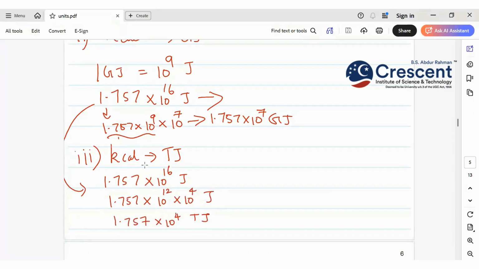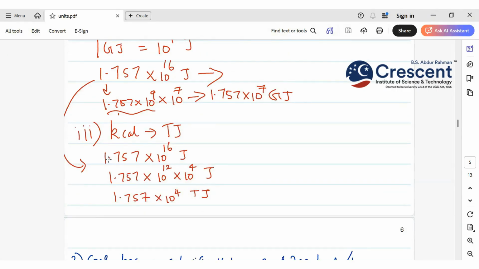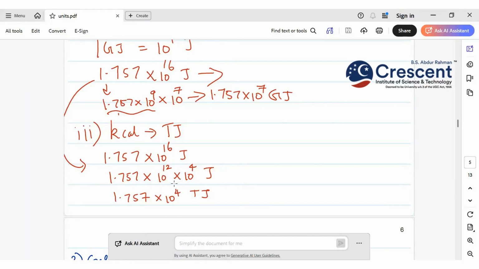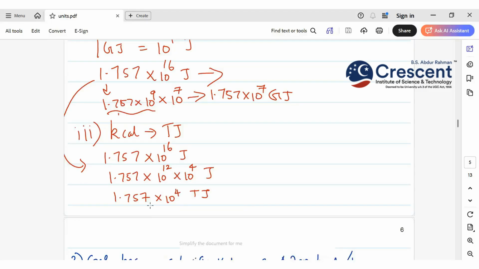Then converting kilocalories into terajoules. Again I am taking the previous value we got, 1.757 into 10 power 16 joules. I am writing the 16 as 10 power 12 into 10 power 4. So that gives 1.757 into 10 power 4 because 10 power 12 is tera. So 1.757 into 10 power 4 terajoules.